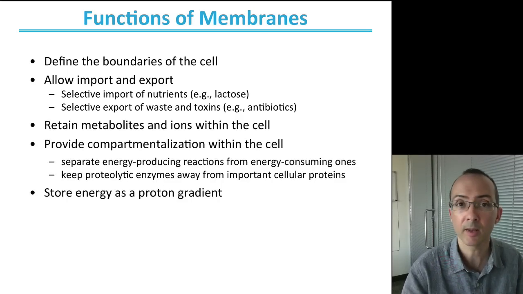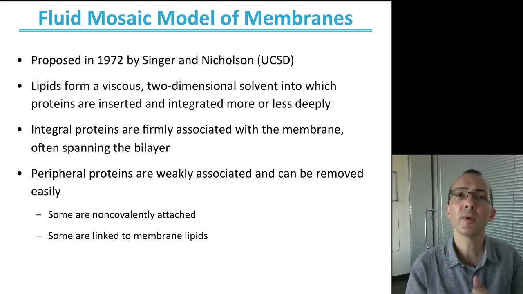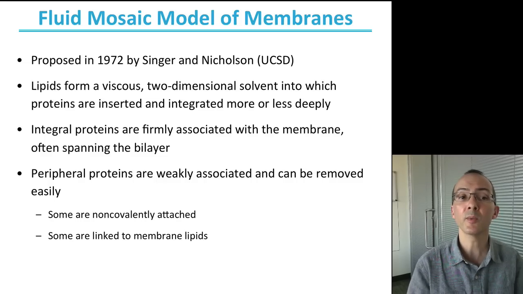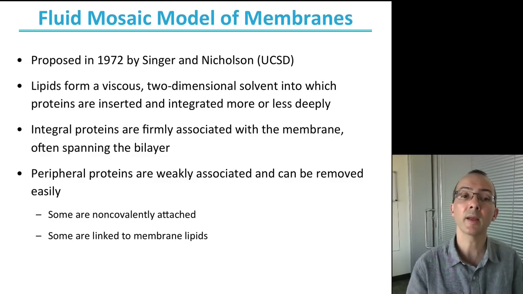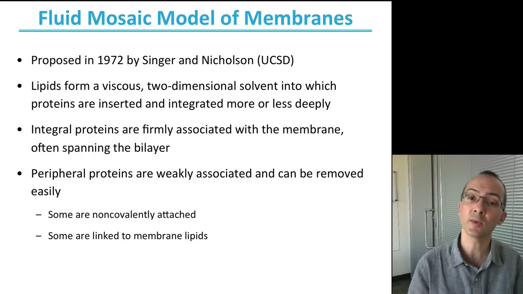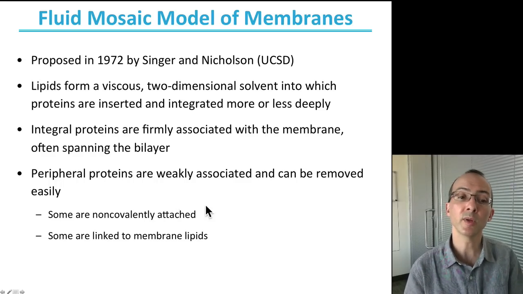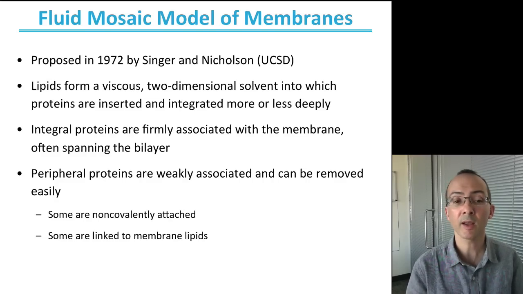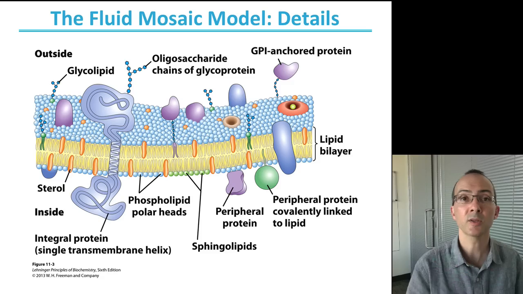exists across a membrane. Now, our understanding of membranes today is based on the fluid mosaic model proposed in 1972 by Singer and Nicolson. This idea is basically that lipids form a viscous two-dimensional solvent into which proteins can be inserted and integrated to varying depths. These integral membrane proteins typically span the entire bilayer, whereas peripheral proteins are more weakly associated with the membrane, and these can be removed more easily. Some of these peripheral proteins are associated non-covalently through electrostatic interactions, and some can be linked to membrane lipids that allow for their tight association with the membrane.